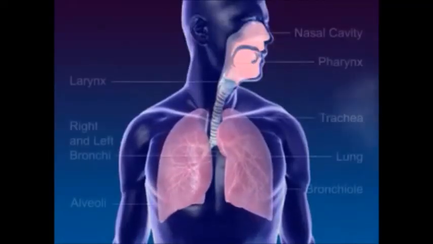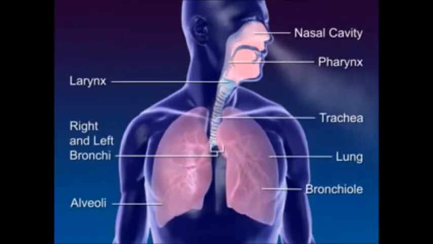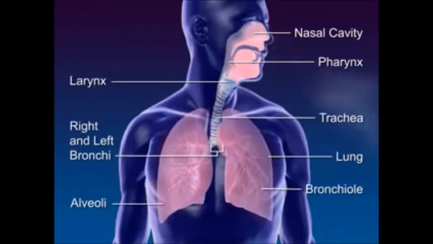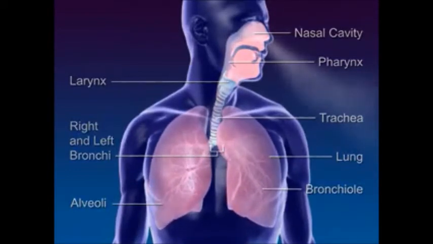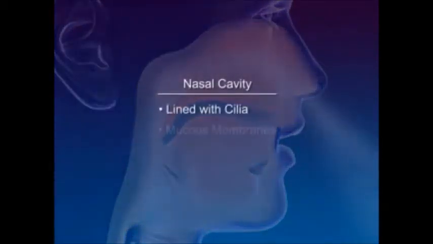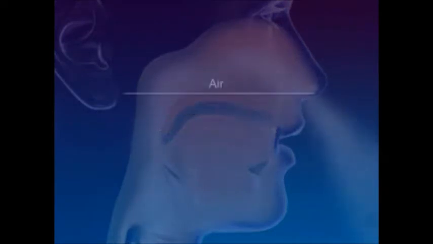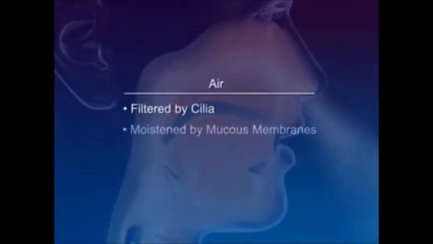The respiratory system moves air through the nose, pharynx, larynx, trachea, and bronchus to the alveoli where the gas exchange between oxygen and carbon dioxide occurs. Nares are the openings to the nose. The nasal cavity is lined with cilia, mucous membranes, and blood capillaries. The air is filtered by cilia, moistened by mucous membranes, and warmed by the blood.